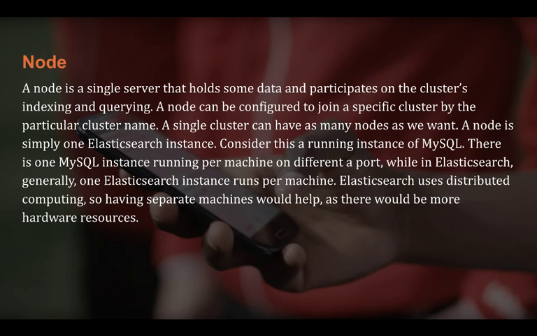Elasticsearch uses distributed computing, so having separate machines would help, as there would be more hardware resources. So, generally, a node is a single server that holds our data and it resides inside the cluster.